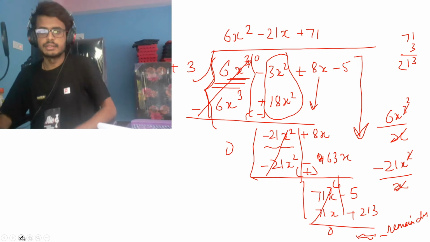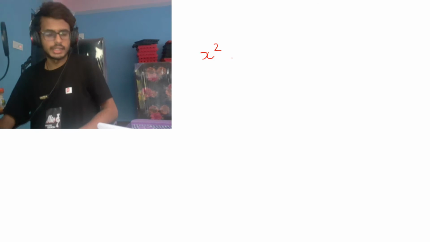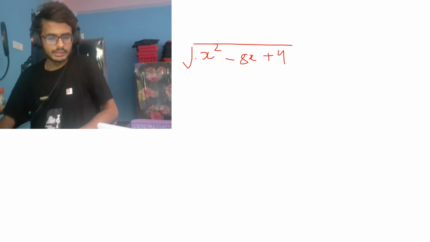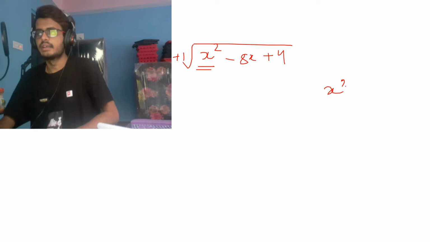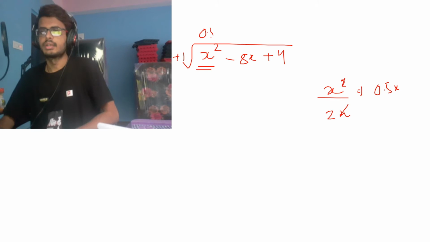There is a question again, something like: find the remainder when x square minus 8x plus 4 is divided by 2x plus 1. So you need to find what the remainder is after doing all the calculations. Now you need to find what multiplied by 2x will give x square. So you just divide it: x square divided by 2x. The x cancels, it is x by 2, that is 0.5x. So here you need to write 0.5x.